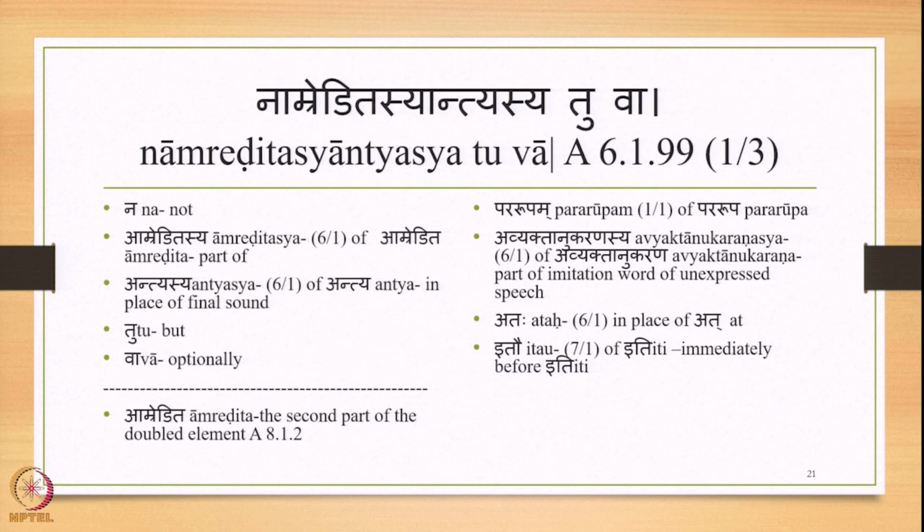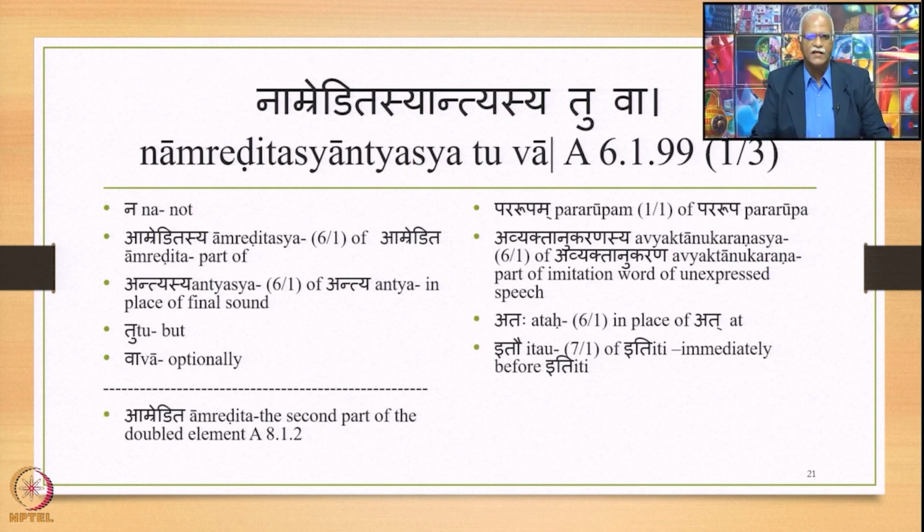This context of avyaktanukarana continues in the next two sutras. The first one being na amreditasya antyasya tu va. Now let us look at the next sutra, na amreditasyantyasya tu va. This sutra consists of two sentences. The first one being na amreditasya and the second one is antyasya tu va. Let us look at them one by one.